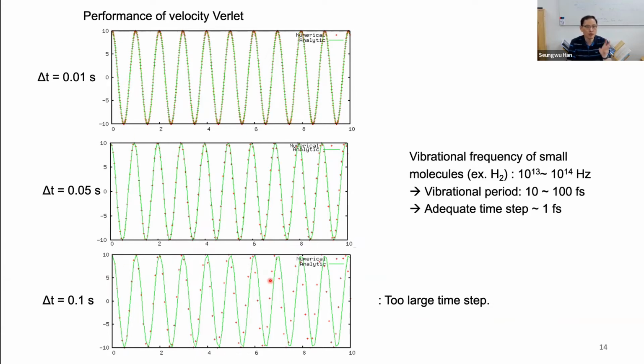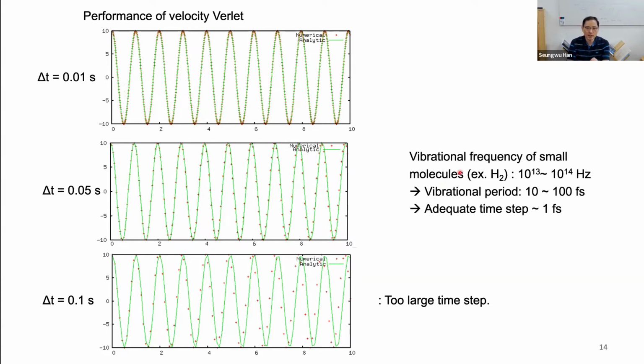But what we can learn from this example is that in order to describe one vibration reasonably, if one vibration consists of 1 second, then you need at least 10 or 20 time steps within that time interval, or the one period.